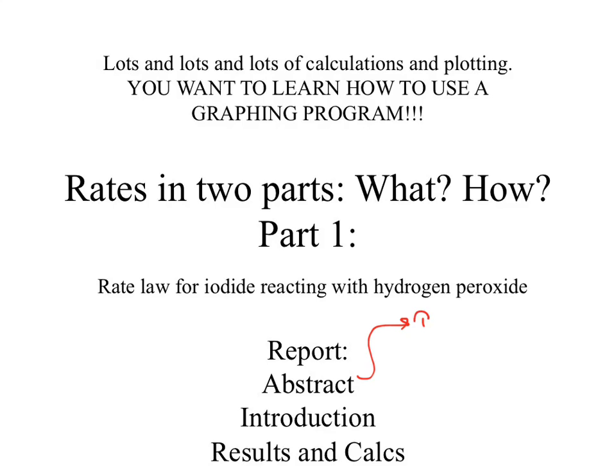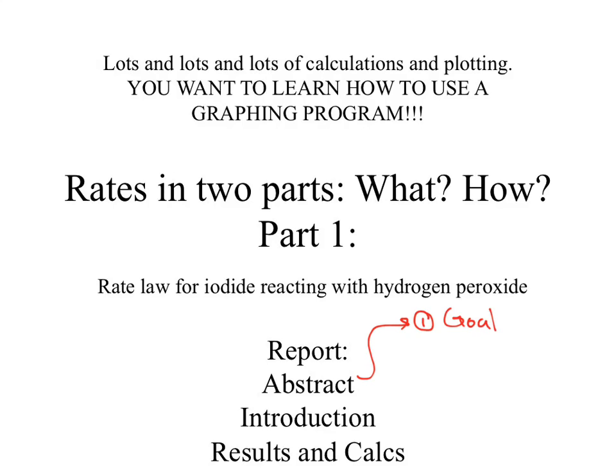The very first part would be, any ideas? What should you start your abstract with? A very clearly stated goal. So for part one, it's determining the rate law. For part two, we're looking at activation energy. So you would need to come up with a succinct goal that summarizes both parts of the experiment into ultimately one sentence.